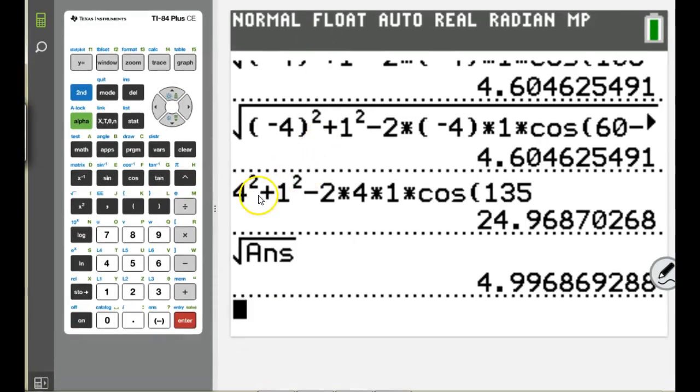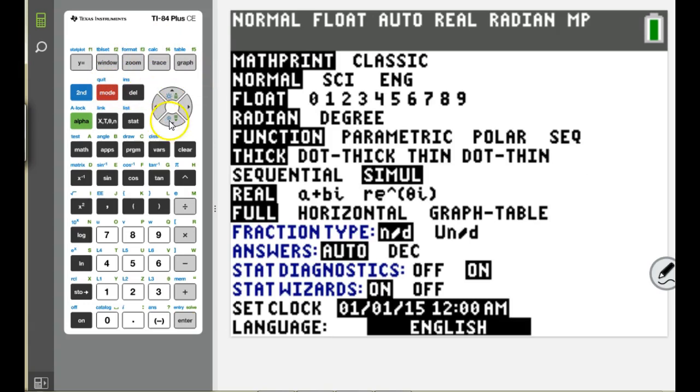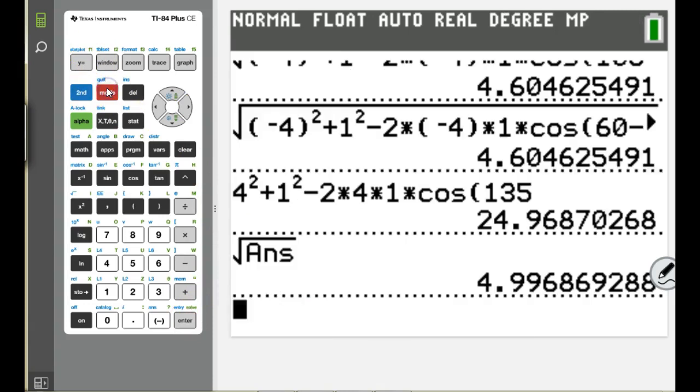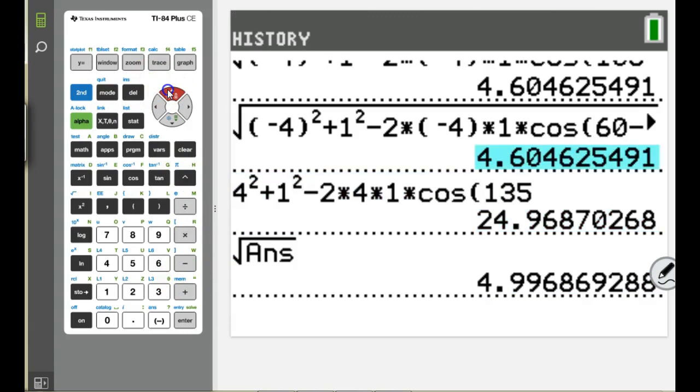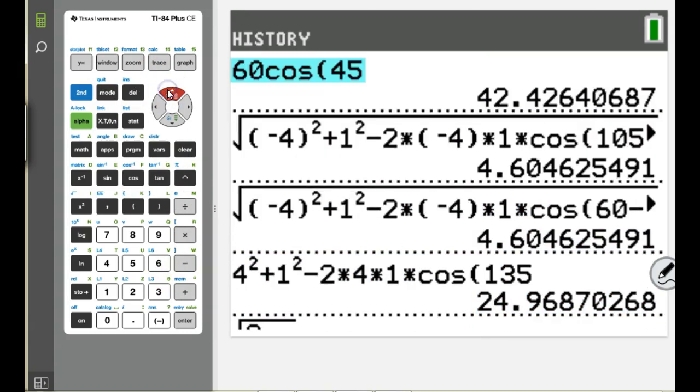Oh my gosh. 4 squared, 1 squared, minus 2 times 4 times 1 times cosine of 135. I am in degrees, yes? No? Oh my goodness. And it still said radians. All right, so no wonder. Let me erase the last 5 minutes of video. These were all typed right.